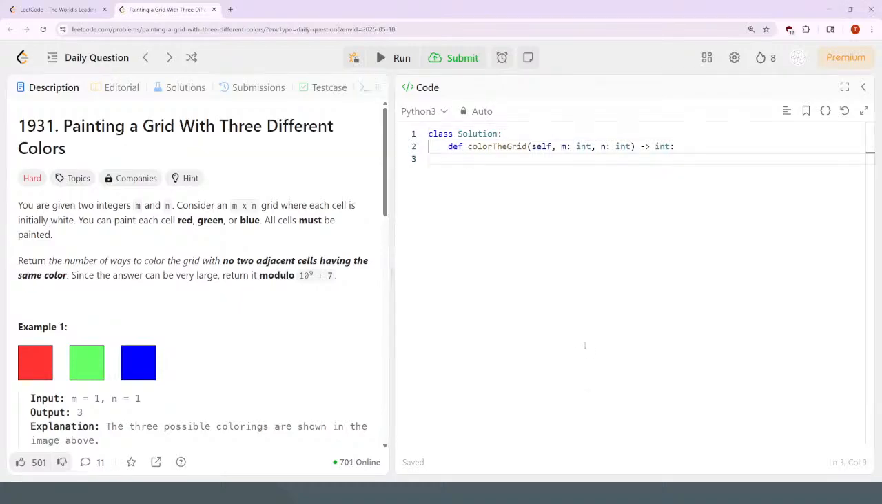Alrighty, earlier start today. Let's do it. It's also hard, so let's hopefully do it.